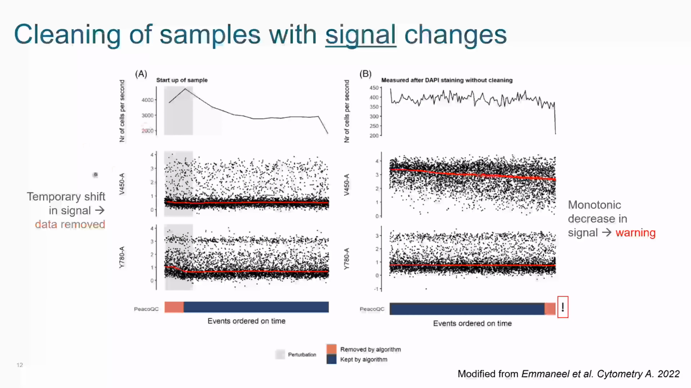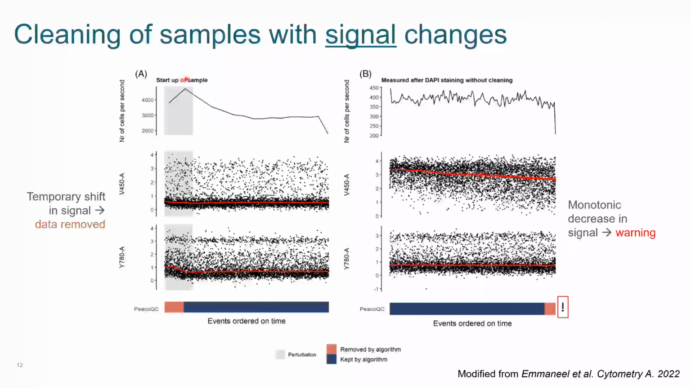All right, so let's look at some other examples, right? We'll talk about cleaning of samples with signal changes. So here's something like what we showed at the start of the slides, right? We have a period of instability at the start of the sample. Right when we're starting the acquisition, we can see this spike in the flow rate.